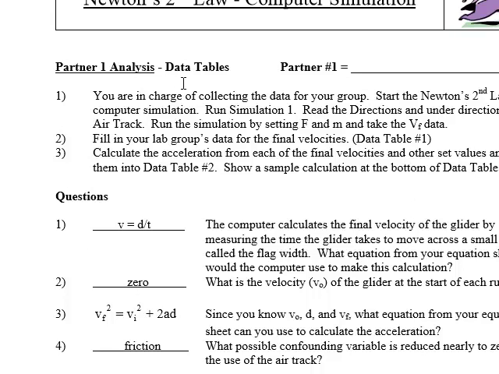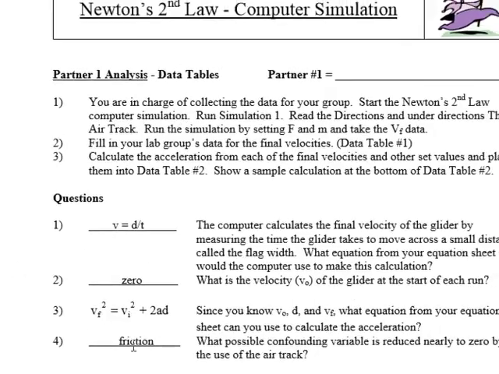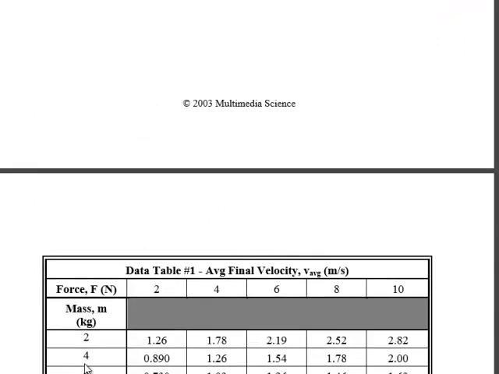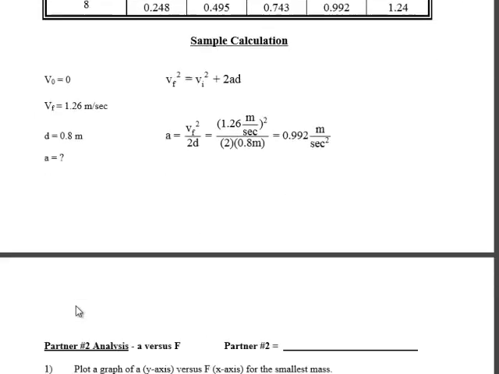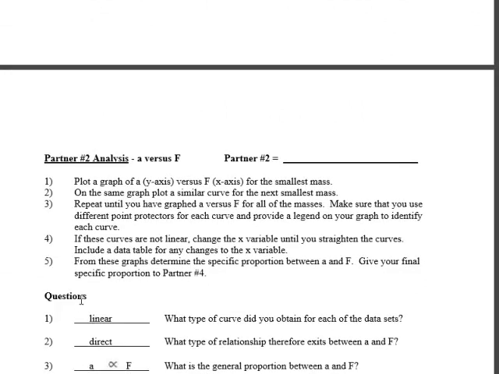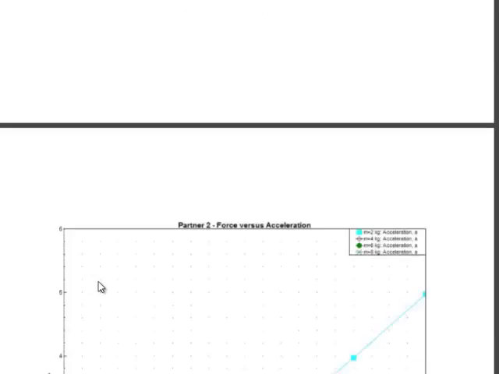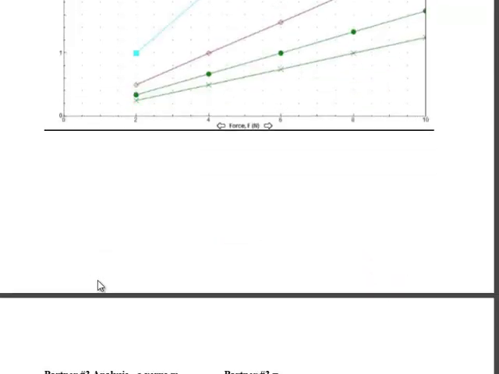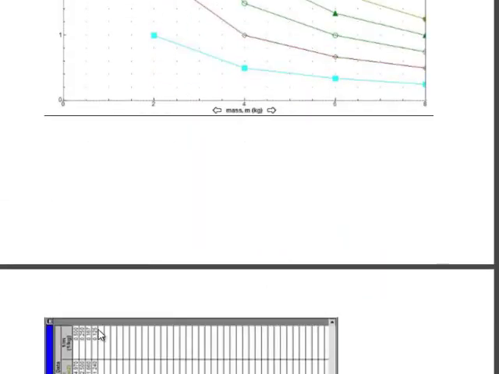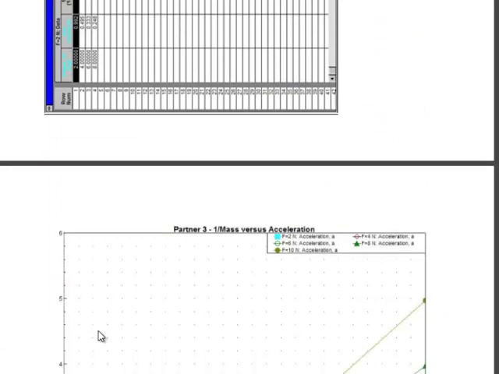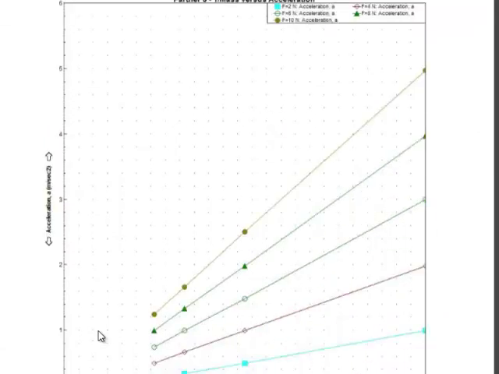Partner 1 is responsible for taking the data and the data tables. Each section has a set of questions. Part 2 is doing the acceleration versus the force, answering some questions and making the graphs. Part 3, acceleration versus mass, answering some questions and making some graphs, which is a little bit more work for that particular partner.